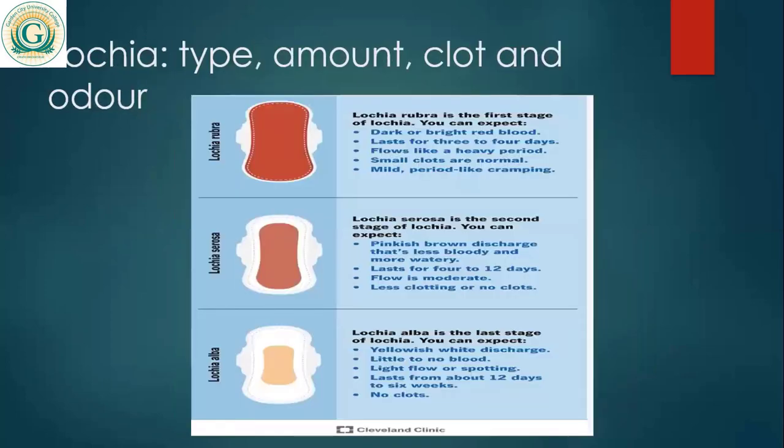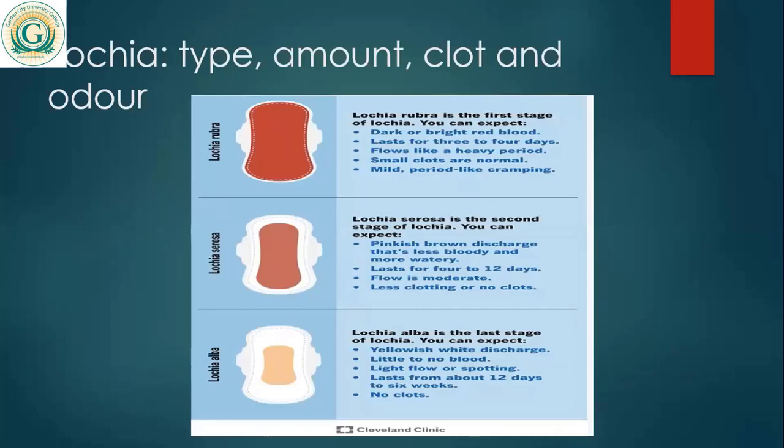Let's move on. So we move on to the lochia. The lochia, we have the type, amount, clot, and odor. Immediately after delivery, we have lochia rubra. That is from the first day to the third day. And the color is dark or bright red. It flows like a heavy period. There is a small clot and it is mild. We have a period of cramping, that is mild pain.